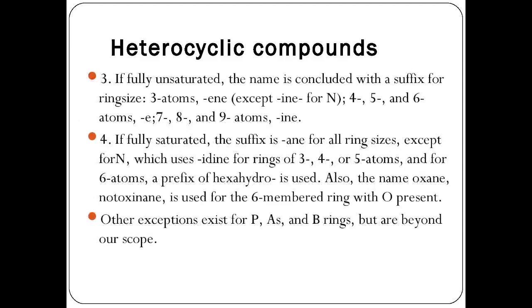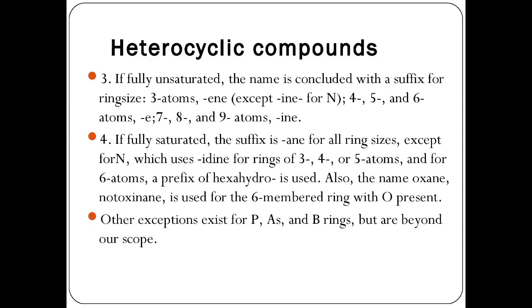Third, if fully unsaturated, the name is concluded with a suffix. For ring size, fully unsaturated means it has double or triple bonds. Like for 3 atoms, it stands for ene. For 4, 5, 6 atoms, there will be no e. Except nitrogen, there will be ine, and for 4, 5, and 6 atoms, there will be no e. For 7, 8, and 9 atoms, there will be ine. The suffix will differ on the basis of the number of atoms in your ring.